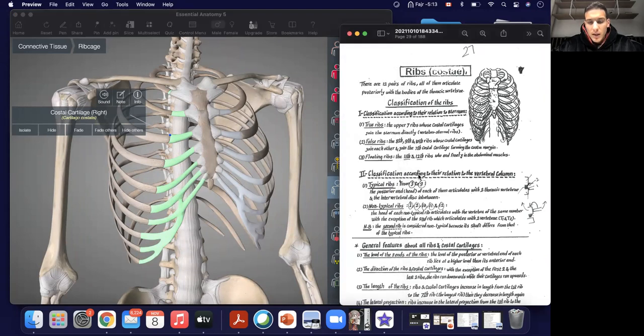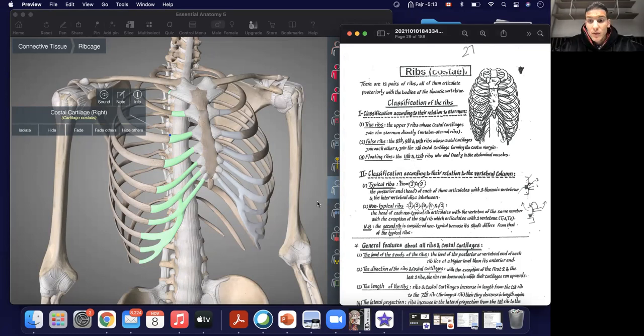Now we have another category, false ribs. They're 8th, 9th, and 10th. So we have 7, right? Until here, you have 8th, 9th, and 10th. And these do not connect by their own costal cartilage to the sternum. Instead, they're connected through their costal cartilage to rib number 7. Then rib number 7 connects them to the sternum. And that's why they're called false ribs, whose costal cartilage join each other and join the 7th costal cartilage, forming the costal margin. But you get the idea.